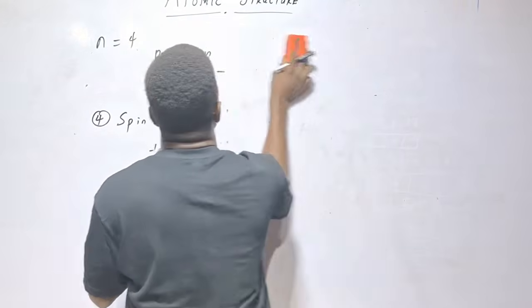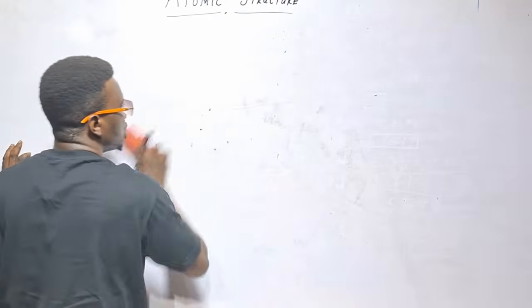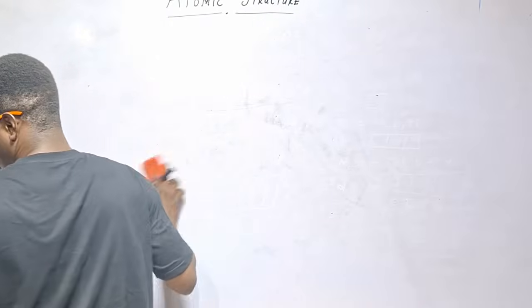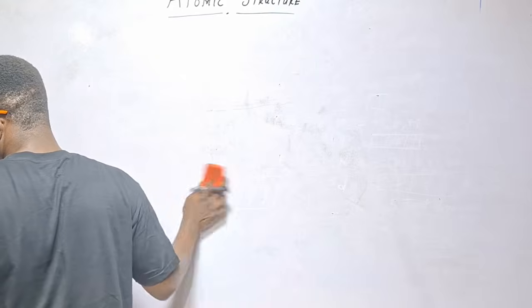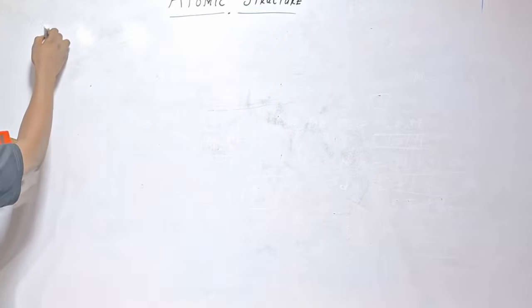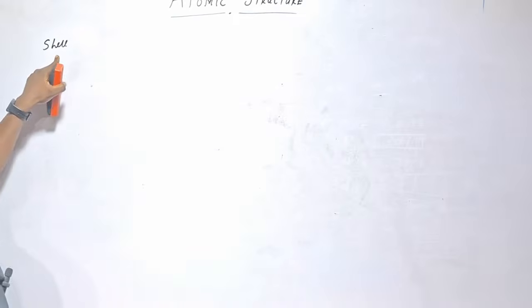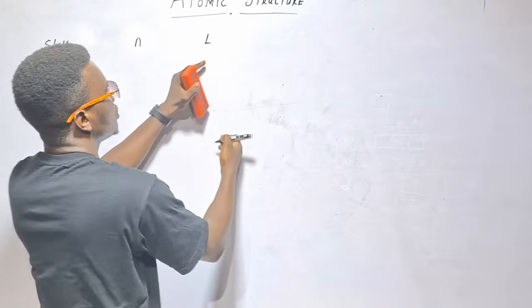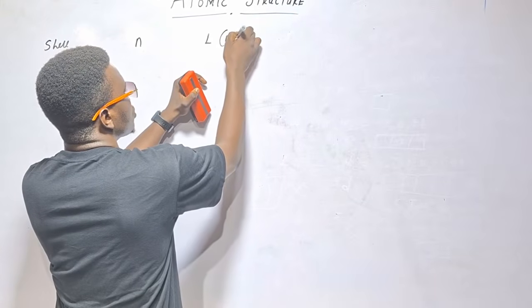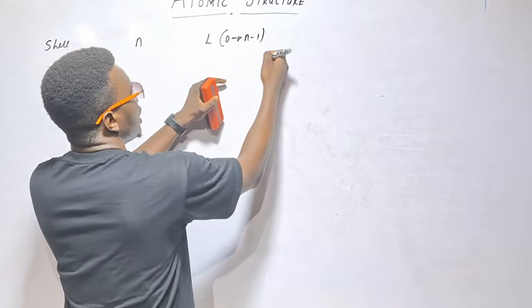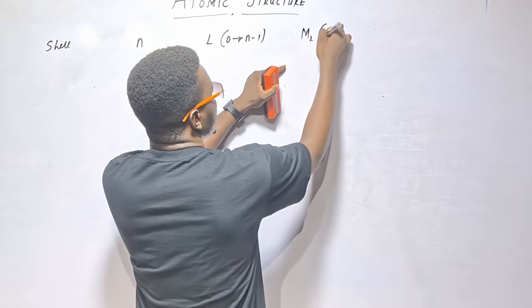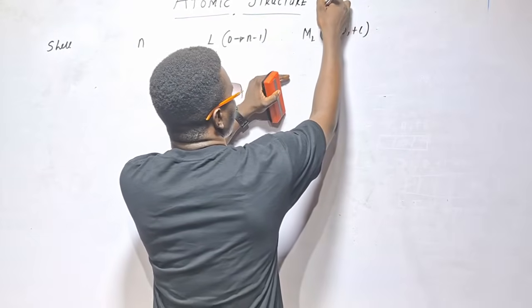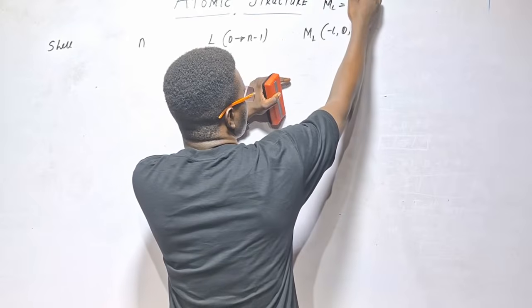So now, after all of these things we have talked about, let's use a very big table to represent everything all over again, to see if you have understood what we have said so far. The first column of the table represents the shell. The next one represents the principal quantum number, followed by the azimuthal quantum number, which takes the value of 0 to n minus 1. Then followed by the magnetic quantum number, which is M sub L, which takes the value of minus L through 0 to plus L. So you need to note that.